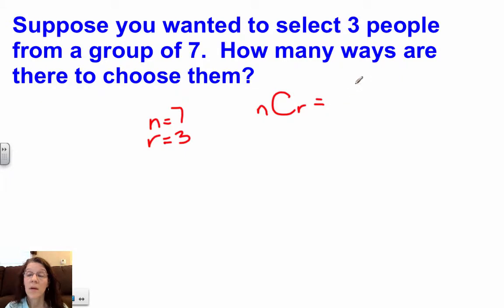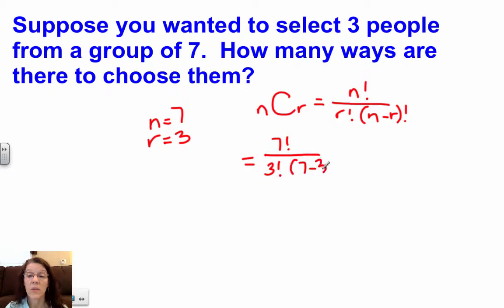Now, that formula is n factorial over r factorial times n minus r factorial. And notice this is an example where r is not the same as n. So let's plug things in. We have 7 factorial over 3 factorial times 7 minus 3 factorial, which is 7 factorial over 3 factorial times 4 factorial.